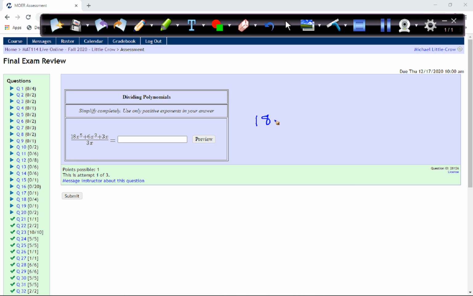So we get 18x to the 5th over 3x. And remember, that's an x to the 1, so when we subtract exponents, we'll get an x to the 4th on this one. Then 6x to the 3rd divided by 3x to the 1, plus 3x divided by 3x. Okay, 18 divided by 3 is 6, x to the 5th and x to the 1 sort of cancels out, leaving a 4. So x to the 4th.